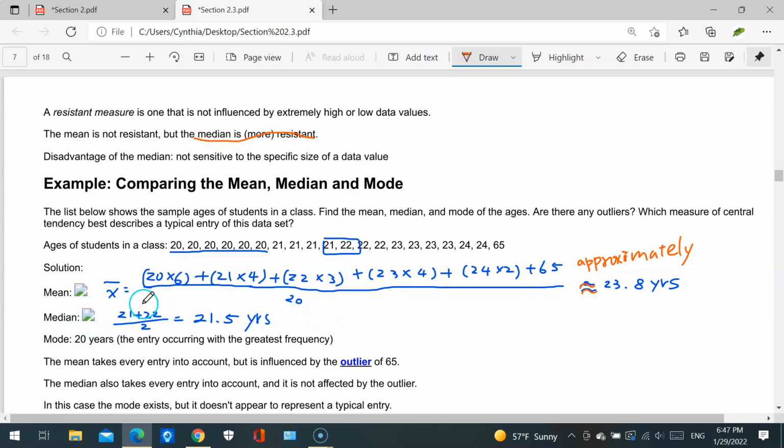Finding the median: because the data has an even number of entries, we take the middle two, right? The middle two is these two. Find the average of the middle two, and that is the median. So the median is 21.5 years. The mode is 20 because 20 has the most frequency.